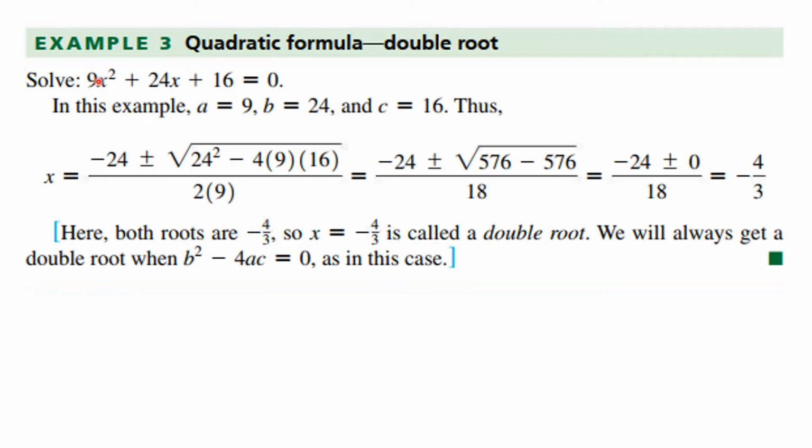Here's another quadratic formula here. A is 9, B is 24, and C is 16. I plug it in and do the calculation. This time this b squared minus 4ac is 576 minus 576. So you see you get a double root. It's plus or minus 0, so both roots are the same. And it's called a double root. It's minus 4 over 3.